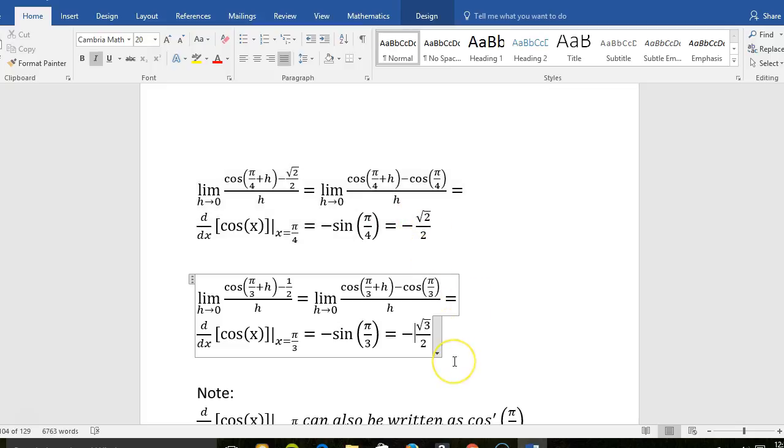But anyway, the point is we can use what we already know to make some nasty limits not so nasty. We can make them doable. Something that would have been hard to do is now much easier to do.